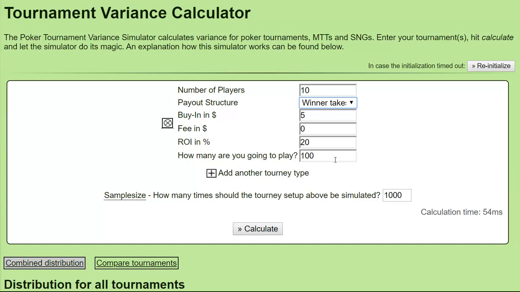But now this way, in winner take all, it's going to be lose 5, lose 5, lose 5, lose 5, lose 5, and then win 50. Lose 5, lose 5, lose 5. So you're going to have much higher swings. It's really going to depend on how you run in the late game, how you run in heads up. So let's go ahead and look at that.